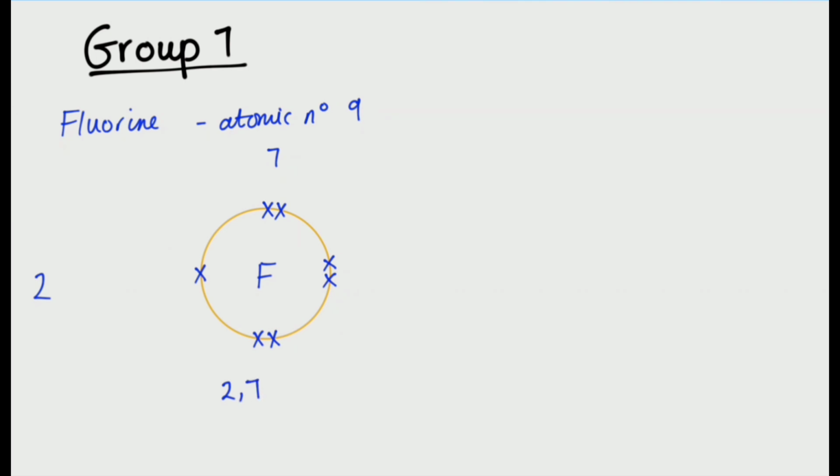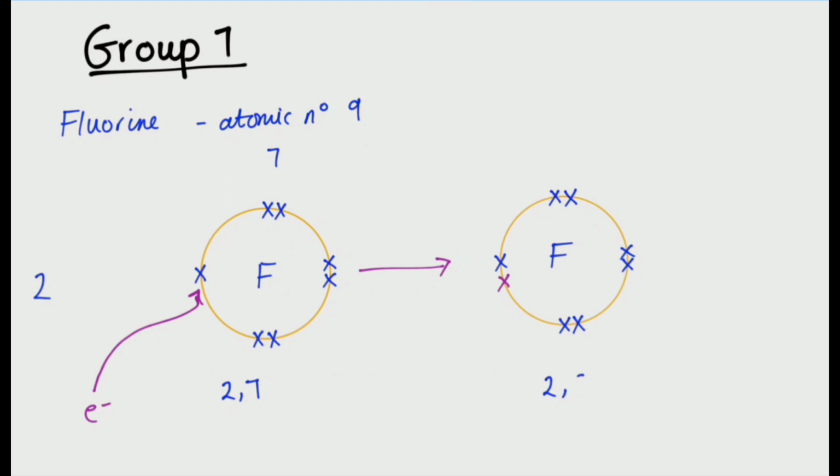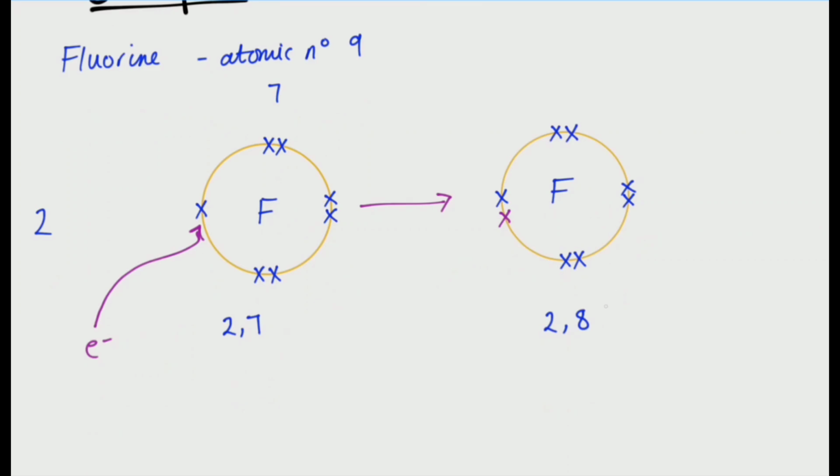Now, fluorine could gain 1 electron, or 1 electron could be donated to the fluorine atom, and when that happens, we get a new particle that's formed, and this new particle will have a full outer shell of electrons, 7 from the fluorine atom originally, and the 8th one that has been just donated to it. So we'll have a full outer shell. Electronic configuration will be 2, 8, and this electronic configuration is the same as the noble gas neon again, and that means it's going to be very stable and unreactive.